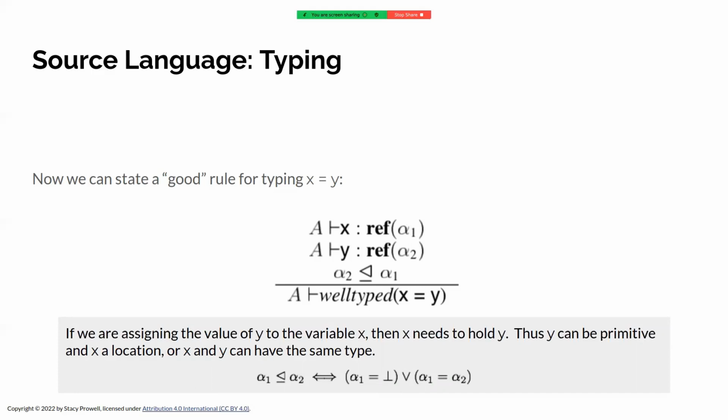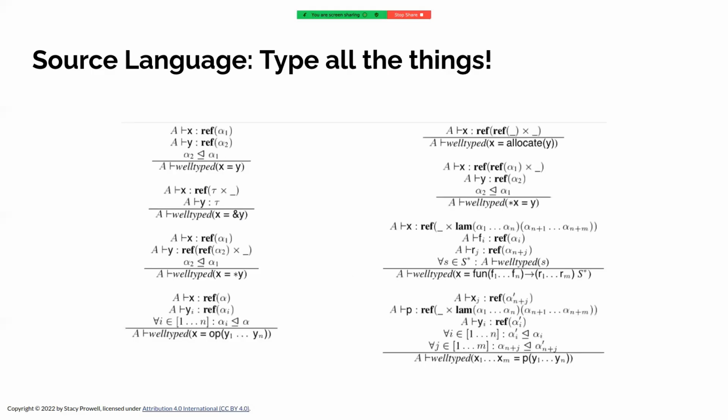Okay. Hopefully this stuff at the bottom will help you make sense of it. All right. And now what he does is he goes back and he types all the things. So remember at the beginning, we had that little S equal, and we had all the different types of statements in his language. Well, here they are. You see assignment. You see taking the address of y. You see turning a pointer into an R value. You see applying an operator. You see allocating some memory. You see turning a pointer into an L value. You see defining a function, and you see applying a function.